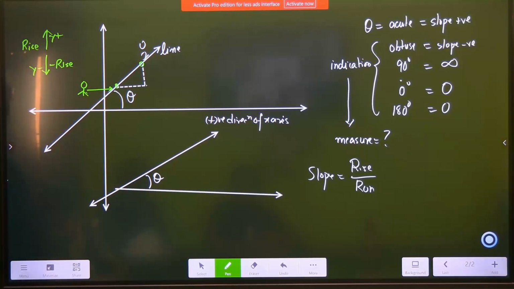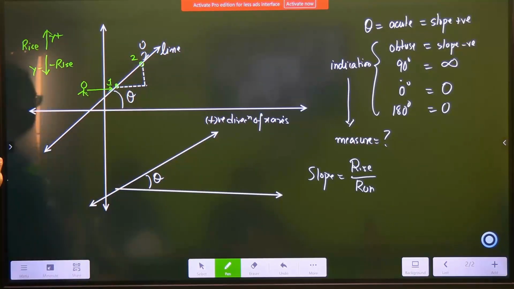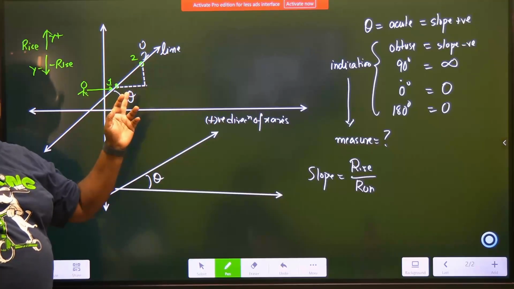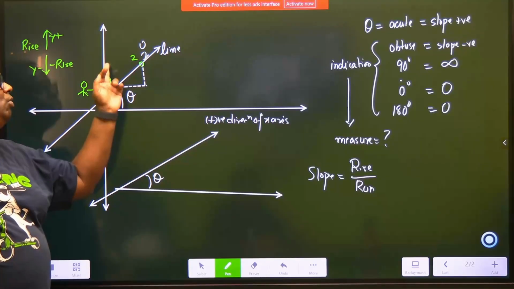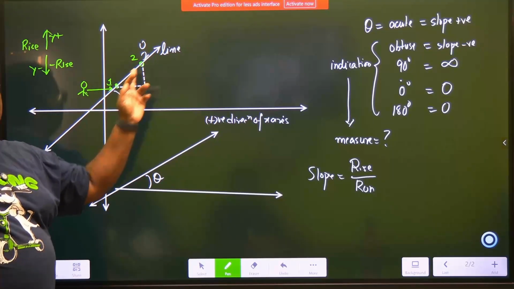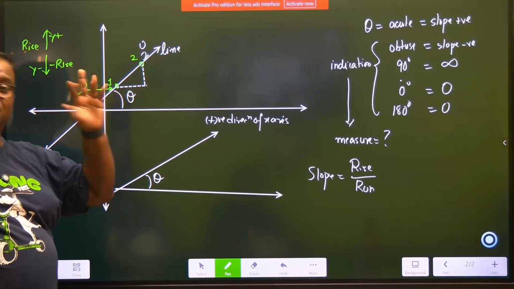Right? Now I'm on point 1. I want to go to point 2. But like chess, I'm allowed to move only like the rook of the chess. You can't go like this. How will you go? One is you go like this and you reach here, or else you go like this and you reach here. Means two movements will always be there, a rise and a run.